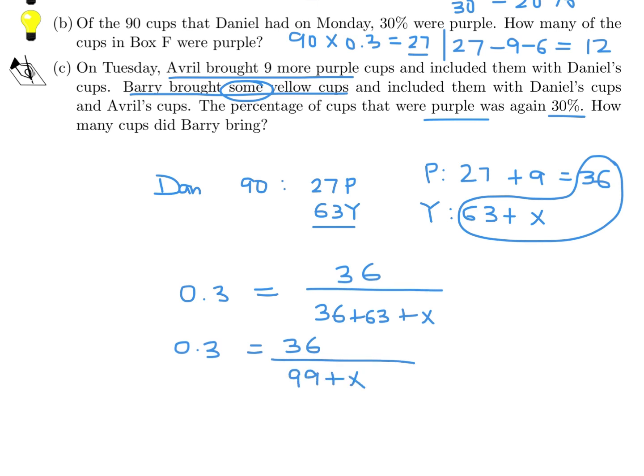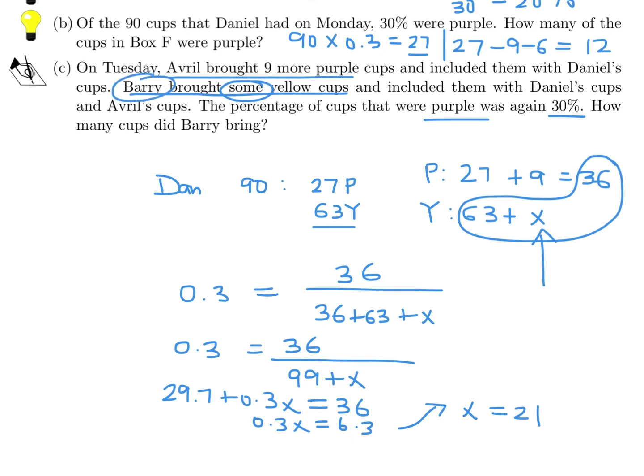And 0.3 times 99 is 29.7 plus 0.3x is 36. And therefore 0.3x is 6.3. And then solving for x, we get x equals 21. So that means that Barry brought 21 yellow cups.